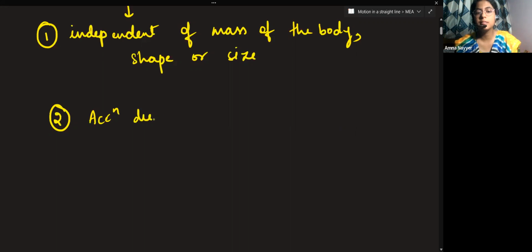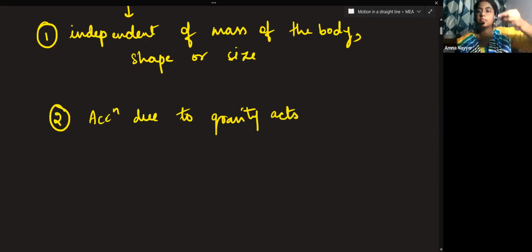Acceleration due to gravity acts downwards even if the body is moving upwards. Let's say I have thrown a ball. Even if you throw something like this, what happened when I threw this? When I threw this pen, it went upwards and then it went down.